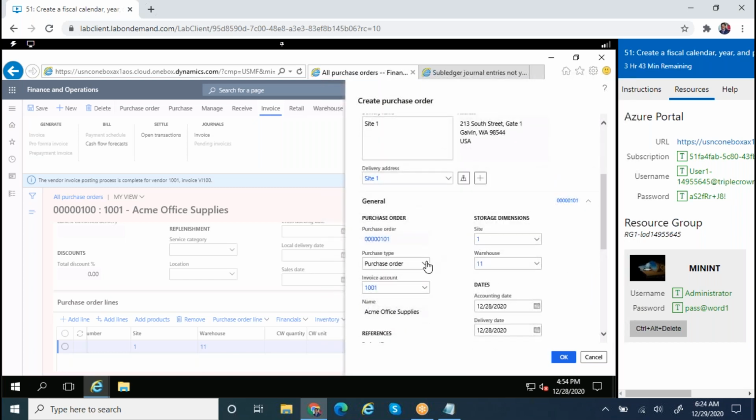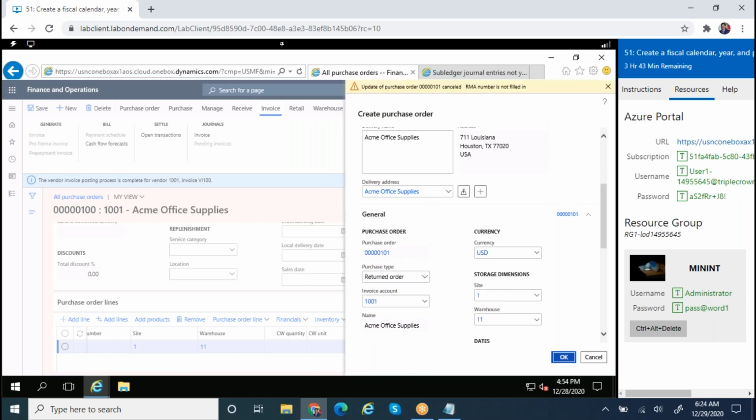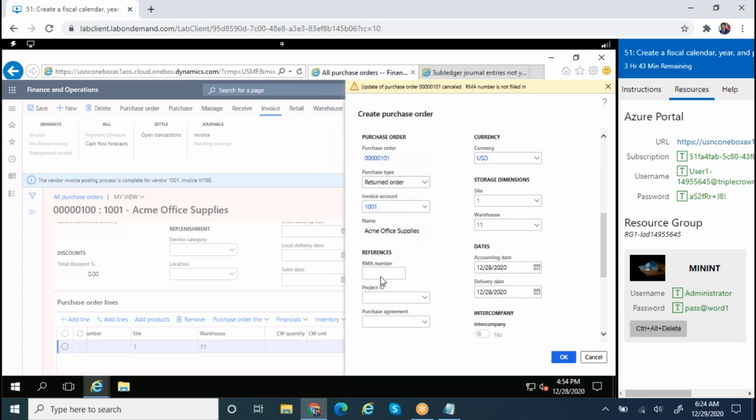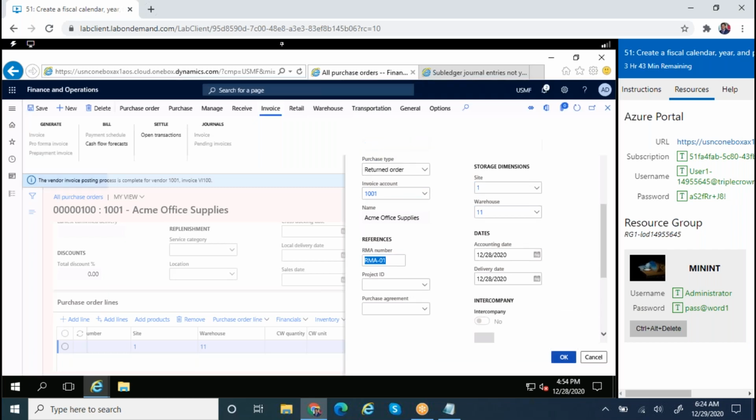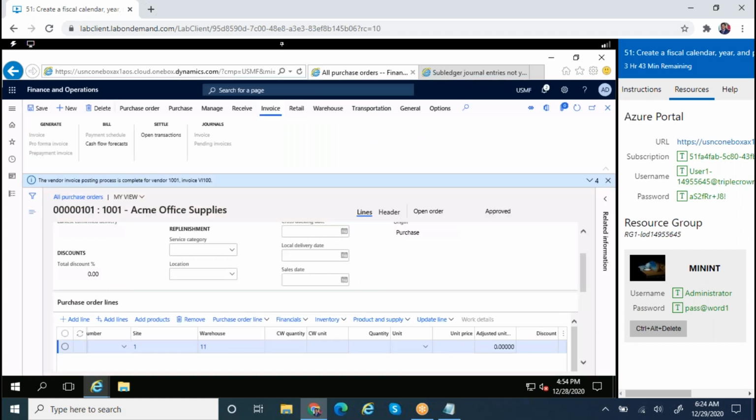So this is returns, return order. Click OK. While doing a return order, we need to enter the RMA number. It is a mandatory field, the return merchandise authorization number. The vendor will provide you the number. That number you need to enter here. Okay. So 101.